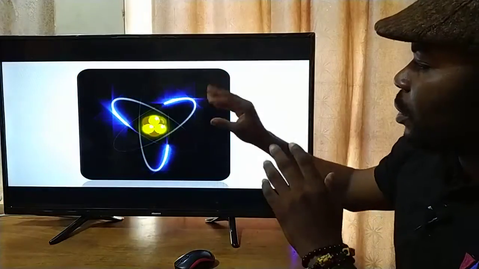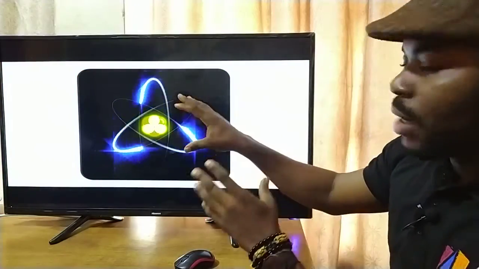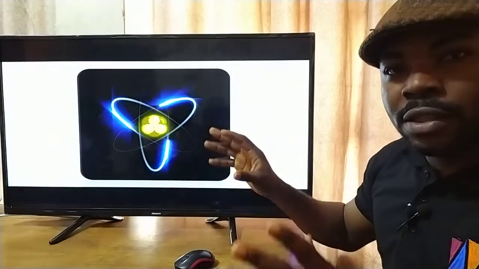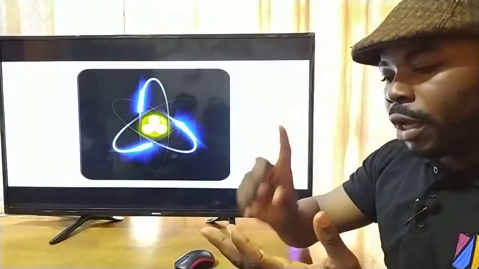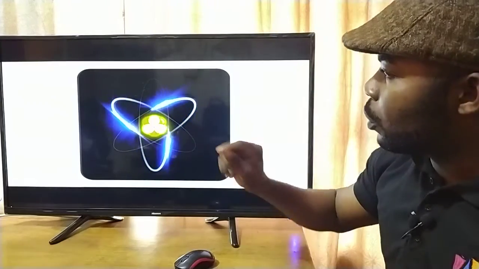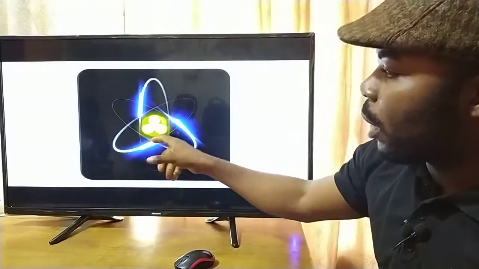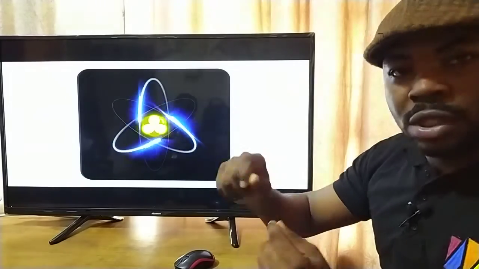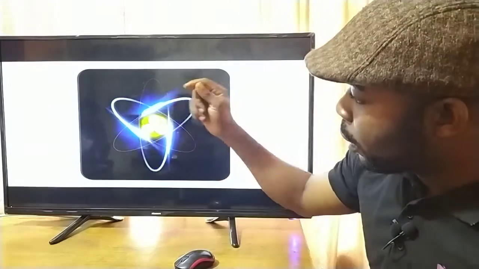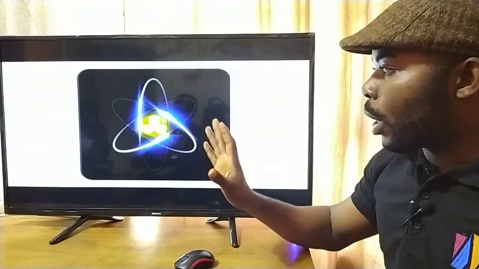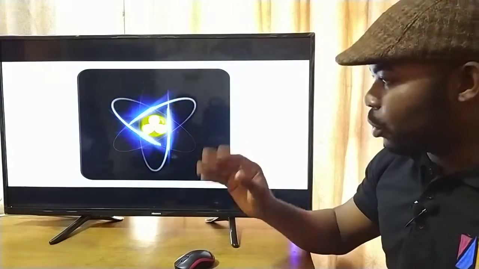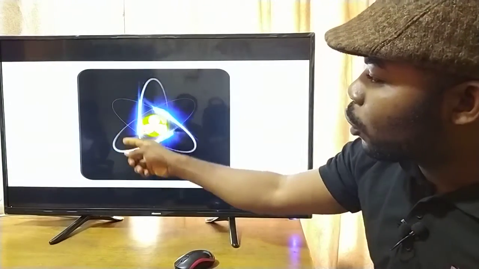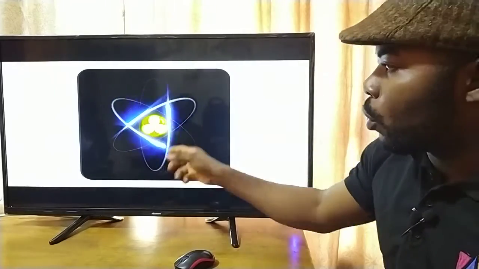I'm talking about something like this. Here we have an atom, and we know an atom has three subatomic particles: the electrons, the protons, and the neutrons. In the nucleus of an atom, this is where you find the protons and the neutrons. The protons are the positively charged subatomic particles; the neutrons are neutrally charged, they have zero charge; and then the electrons revolve round the nucleus.